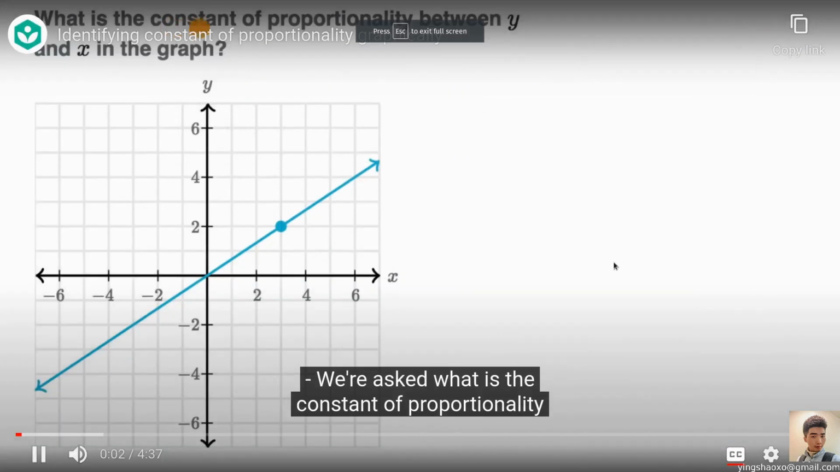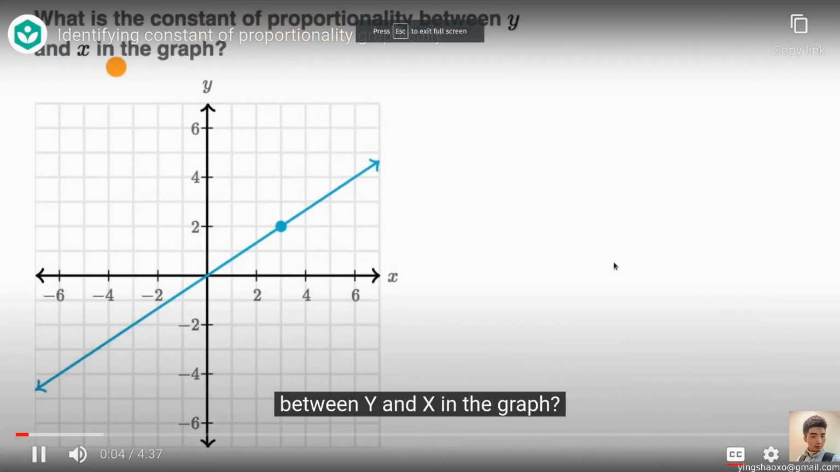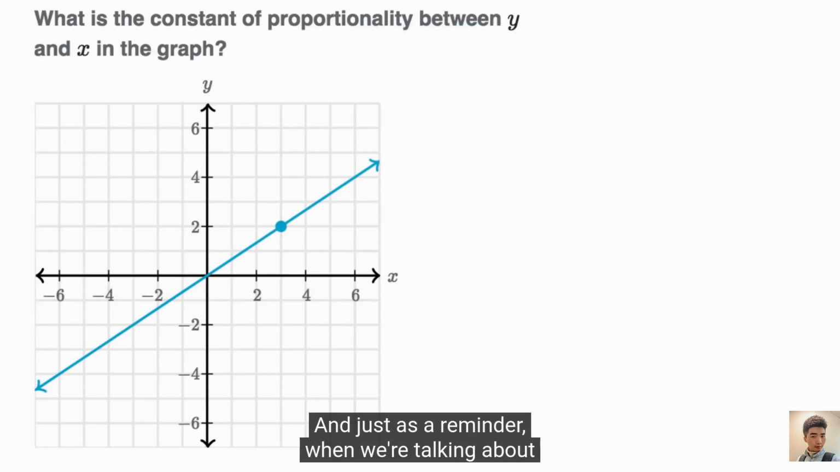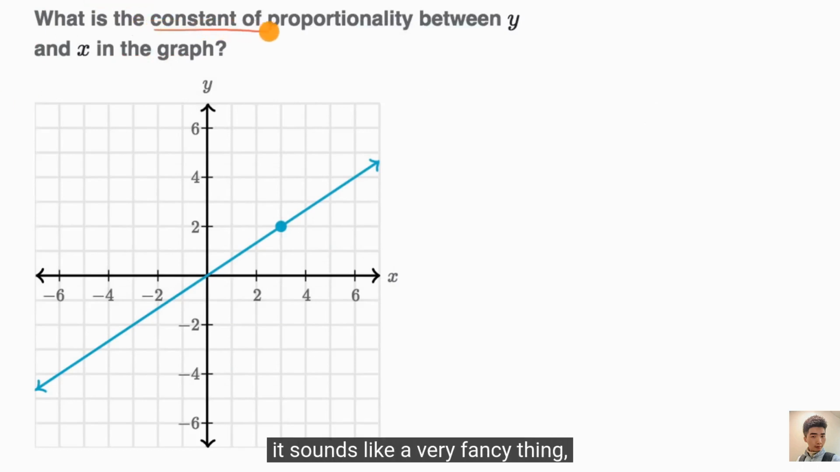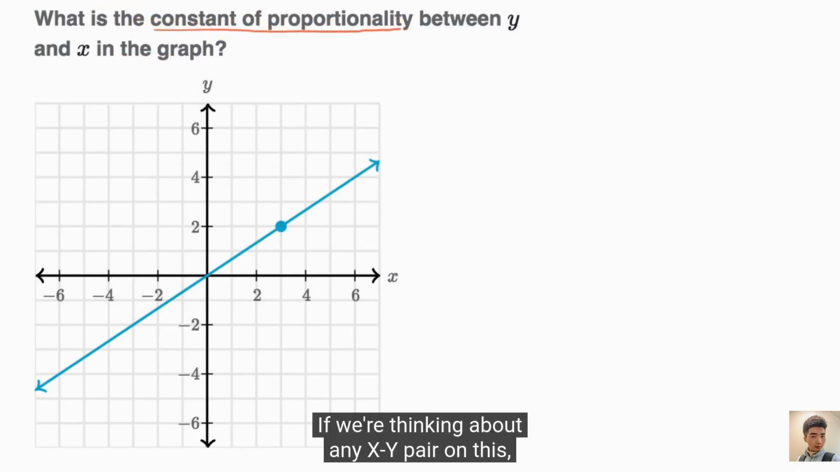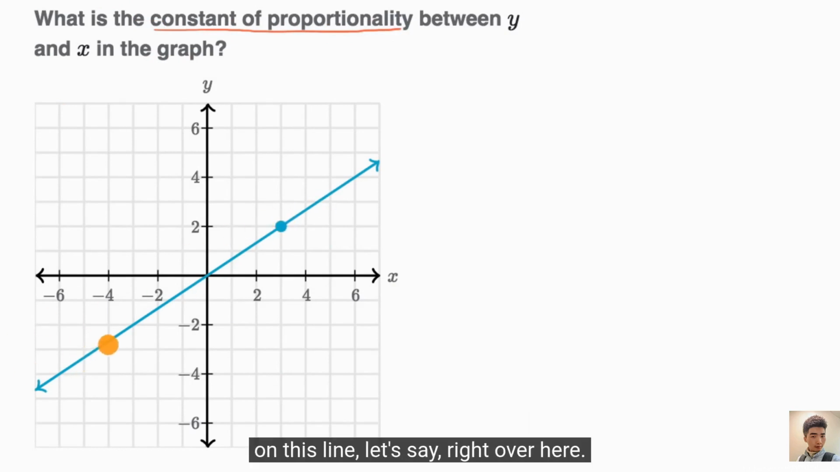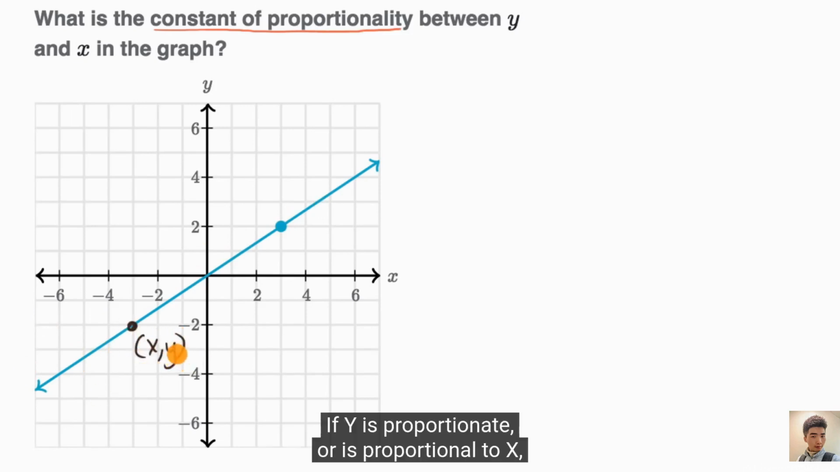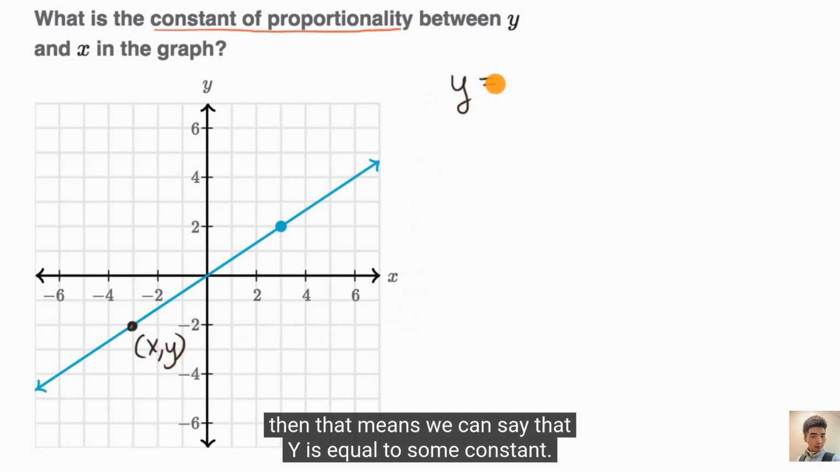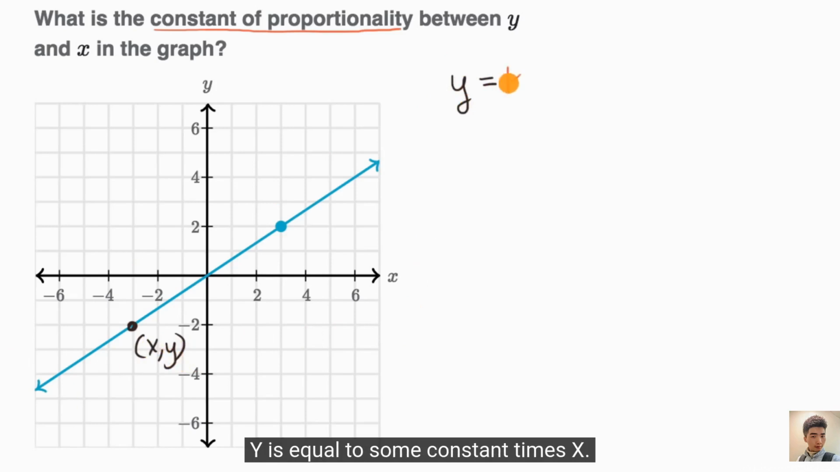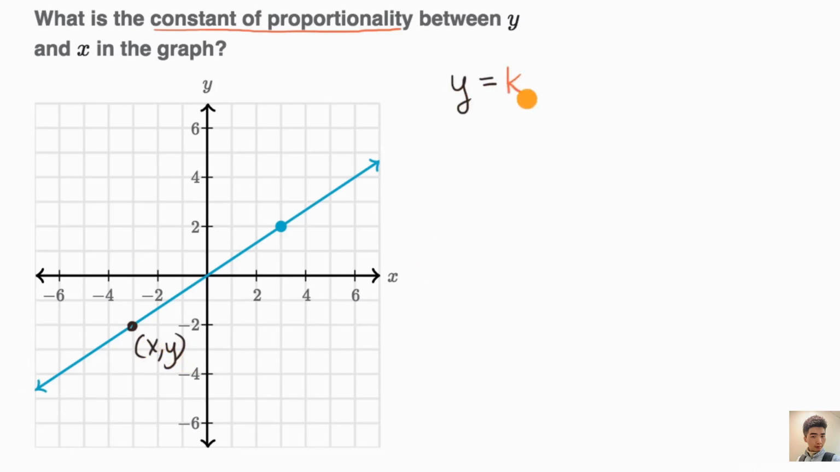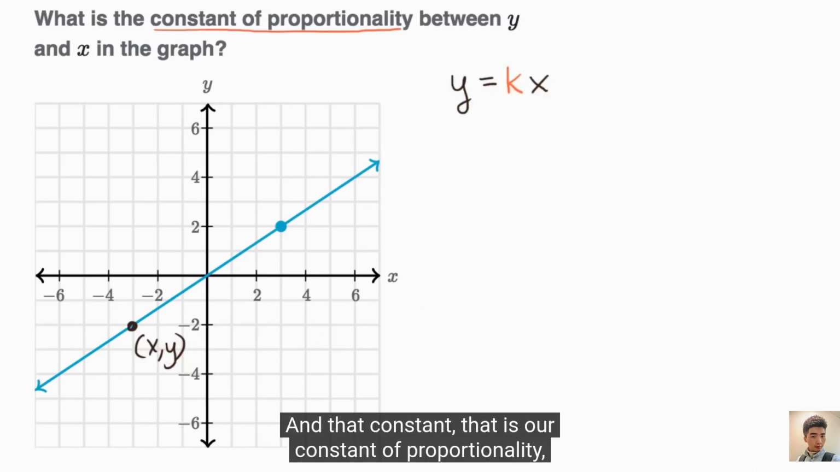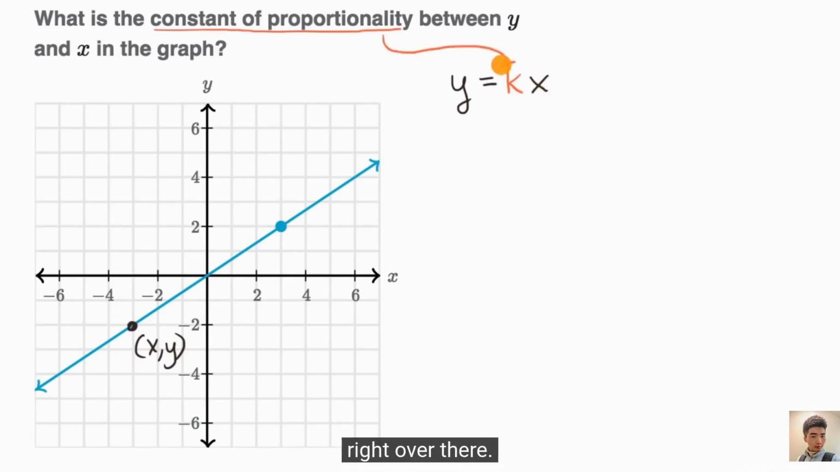We're asked, what is the constant of proportionality between y and x in the graph? And just as a reminder, when we're talking about constant of proportionality, it sounds like a very fancy thing, but it's not too bad. If we're thinking about any xy pair on this line, let's say right over here, we have some x comma y. If y is proportional to x, then that means we can say that y is equal to some constant times x. And that constant is our constant of proportionality right over there.